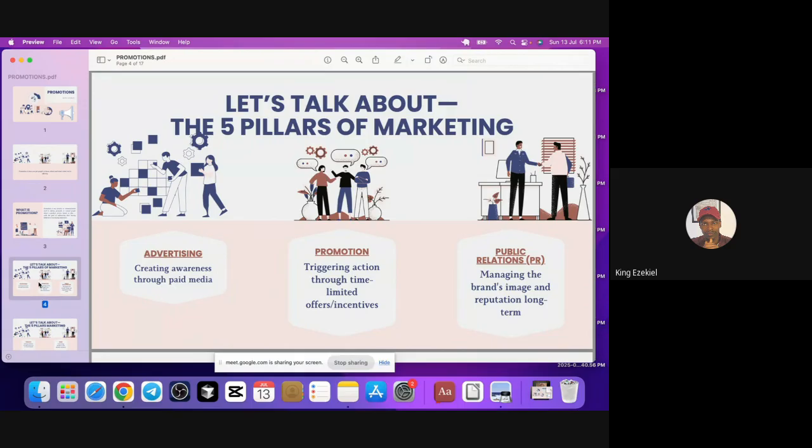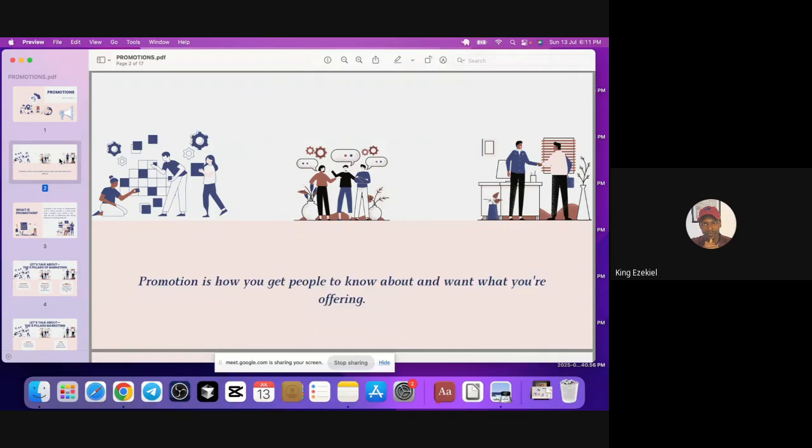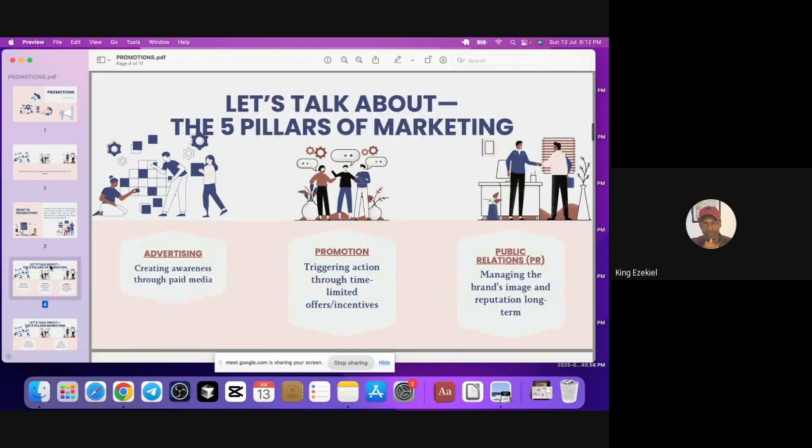Triggering action through time limited offers or incentives. So let me go back to our first definition. Promotion is how you get people to know about and want what you're offering. Let's come back here. Triggering action through what? Time limited offers or incentives.